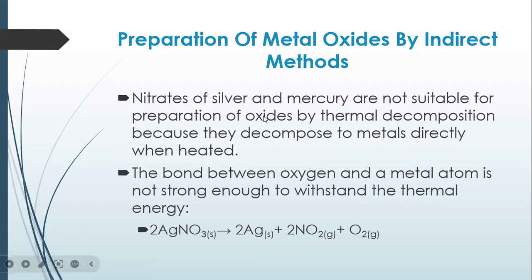Now, the nitrates of silver and mercury are not suitable for the preparation of oxides by thermal decomposition because they decompose to metals directly when heated. They do not decompose to metal oxides. The bond between oxygen and the metal atom is not strong enough to withstand the thermal energy. As you can see here, this is silver nitrate. When it decomposes, you can see it releases the metal plus nitrogen dioxide plus oxygen gas.